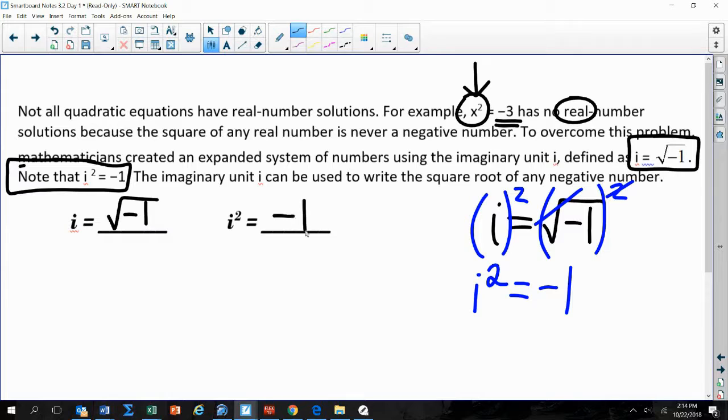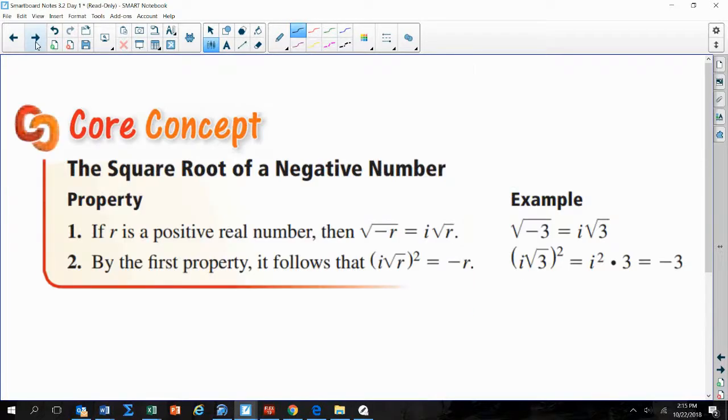Negative 1. Okay? So that's what I want you to memorize. I want you to memorize that i is the square root of negative 1, and i squared is negative 1. These are properties that you need to memorize. Okay. All right. So here's our core concept.